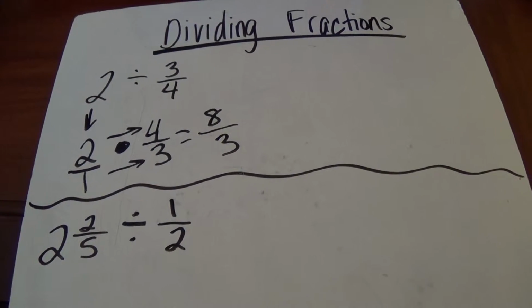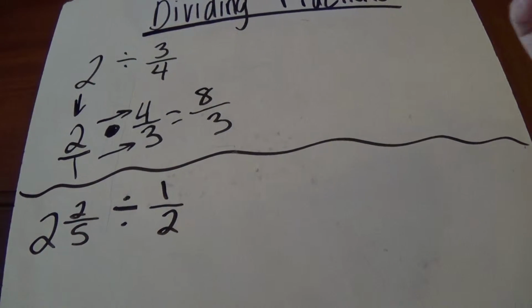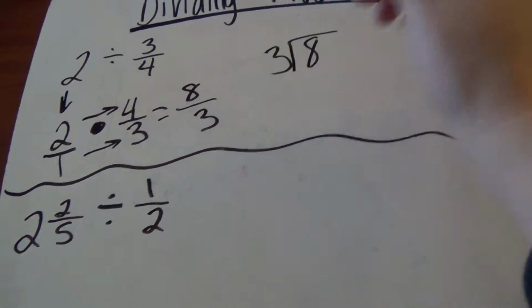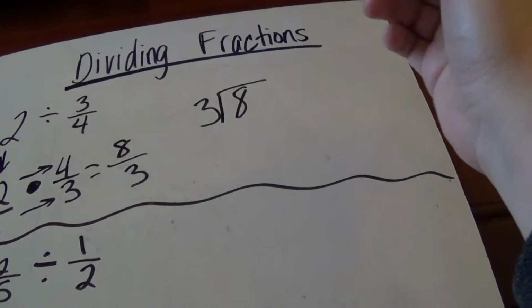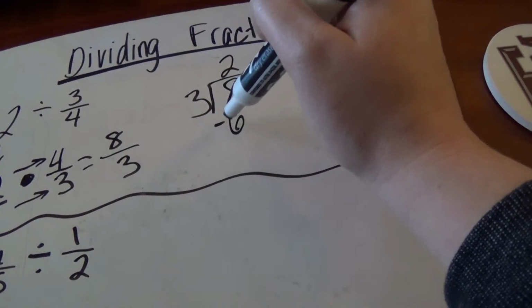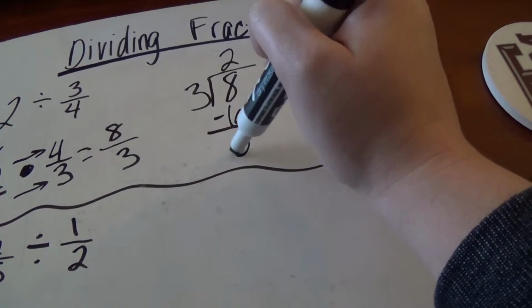And we cannot leave it improper, so we have to divide to get a mixed number. So we're going to do 8 divided by 3. Okay, 3 goes into 8 just 2 times. 3 times 2 is 6. Subtract, and you get a remainder of 2.